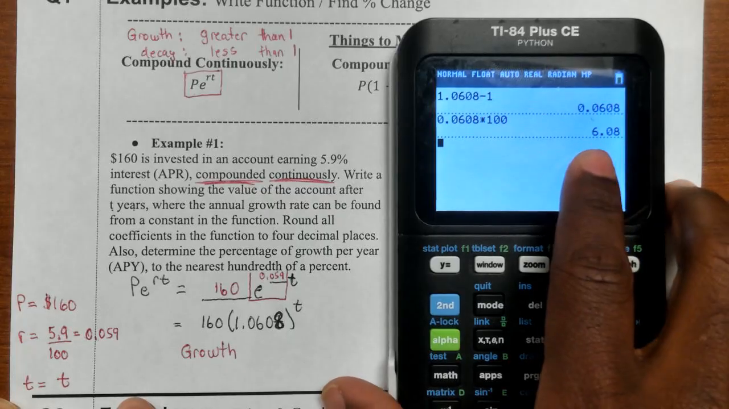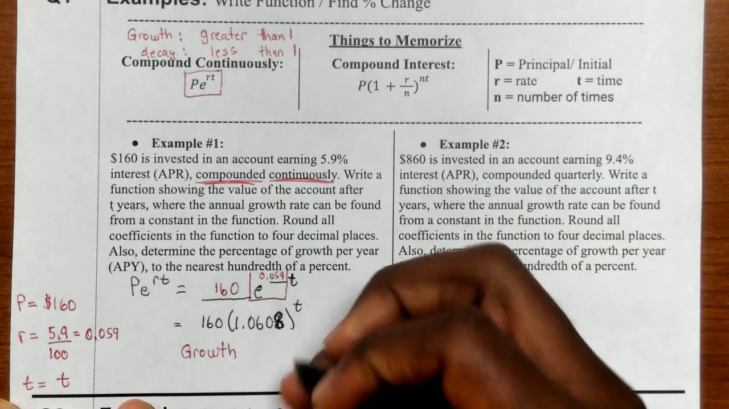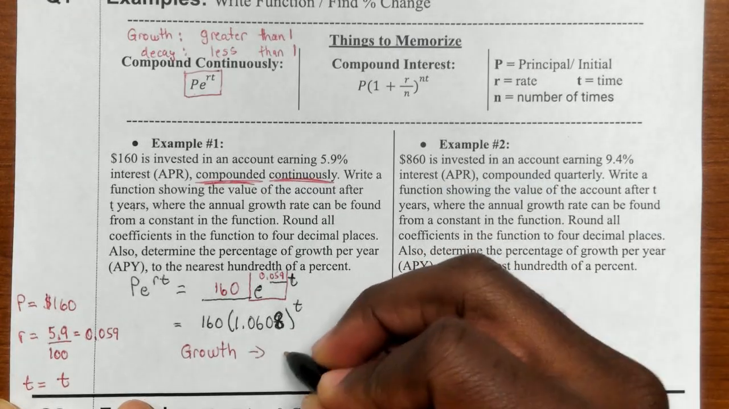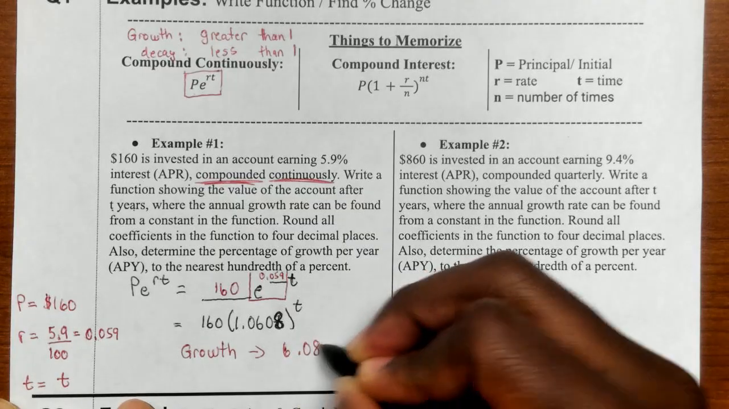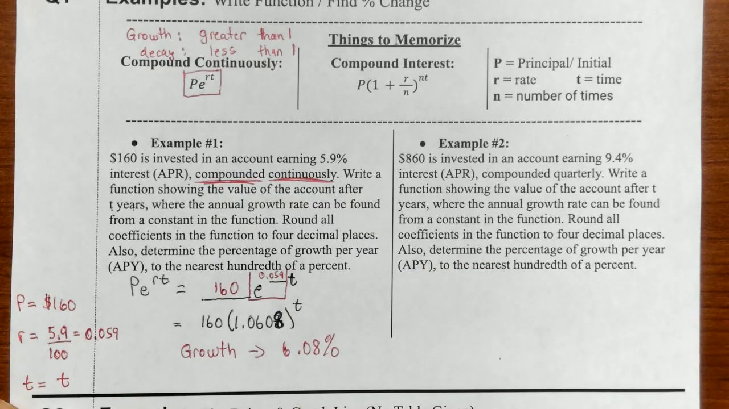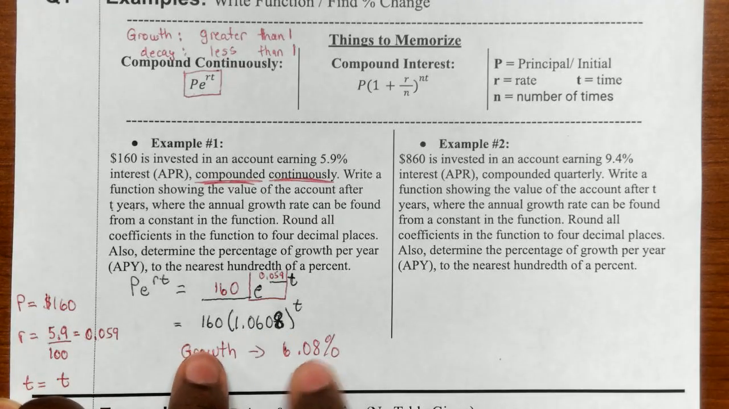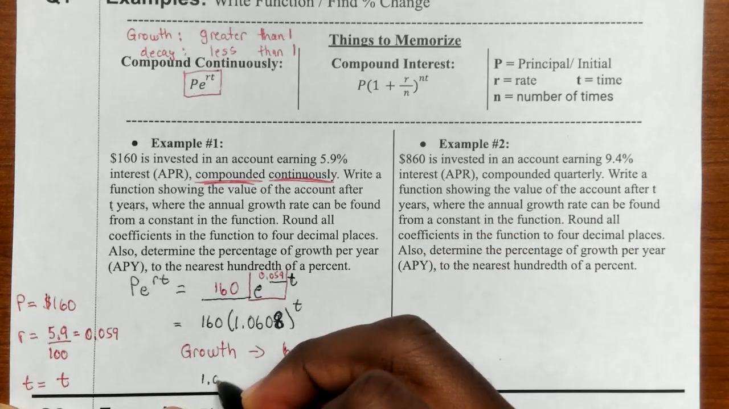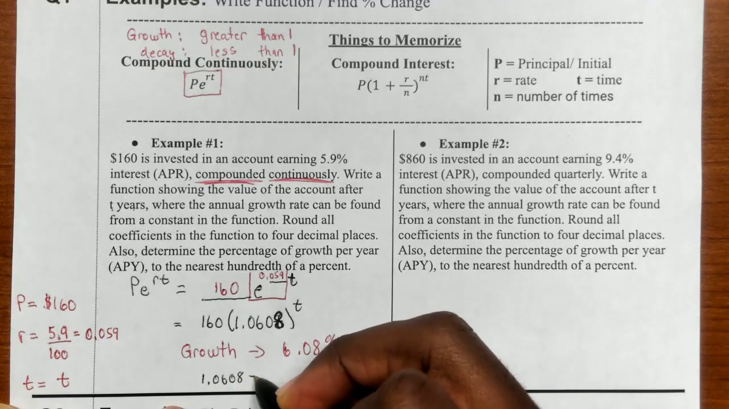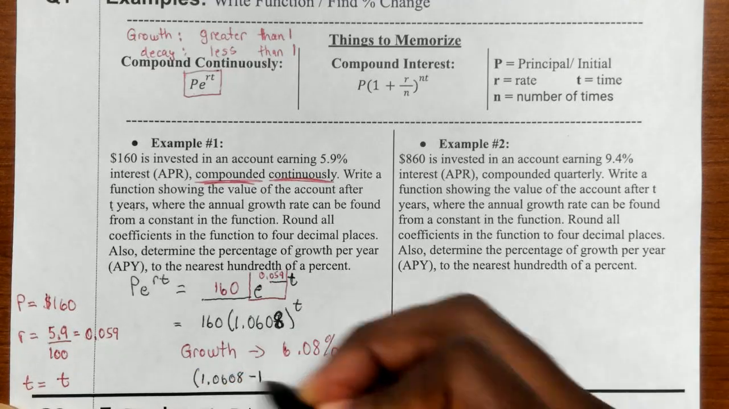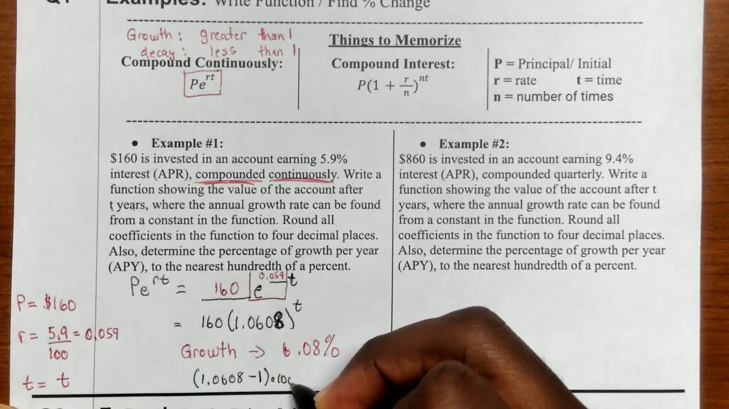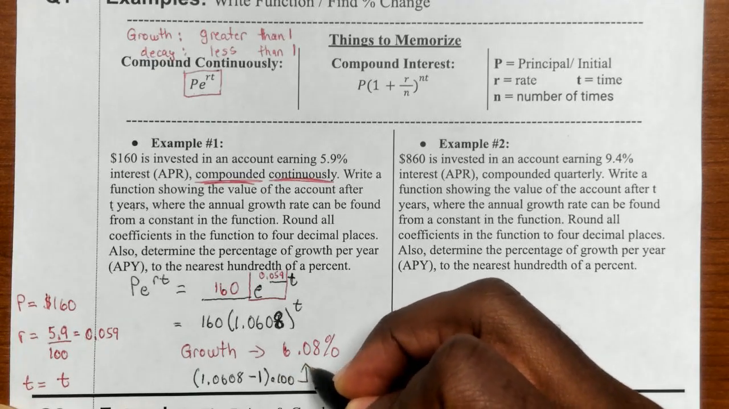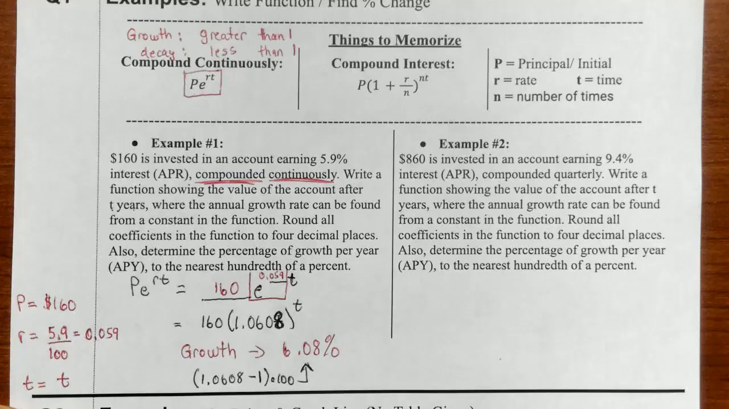So it grew by 6.08%. So it was a growth by 6.08%. And that would be the answer. So again, to calculate this number, we did this number minus 1 multiplied by 100. Okay? So again, this we calculate to get the growth. We did 1.0608 minus 1 and then multiply that by 100. So that's how we got this. Okay? So let's try the next one.